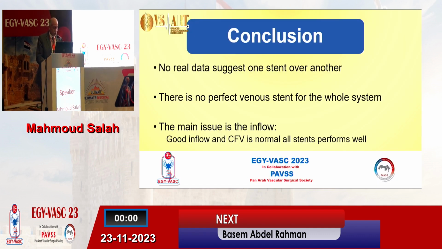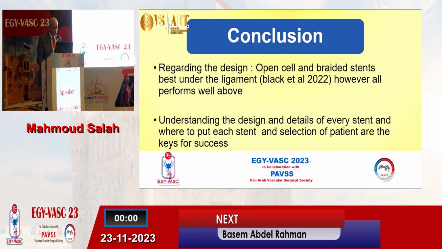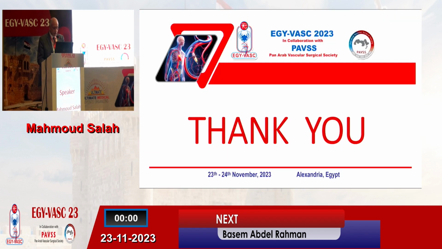In conclusion, no real data suggests one stent over the other. There is no perfect venous stent for the whole system. The main issue is the inflow. With good inflow and a normal common femoral vein, all stents perform well. Regarding the design, open cell and braided stents are best under the ligament. However, all perform well above the ligament. Understanding the design and details of every stent, where to put each stent, and selection of the patient are the keys of success. Thank you very much.